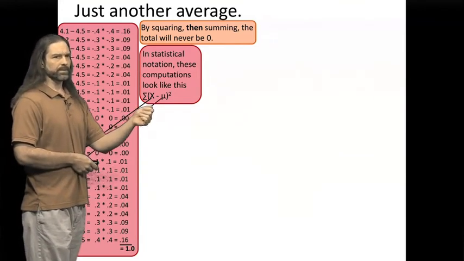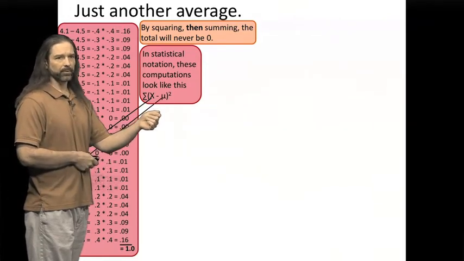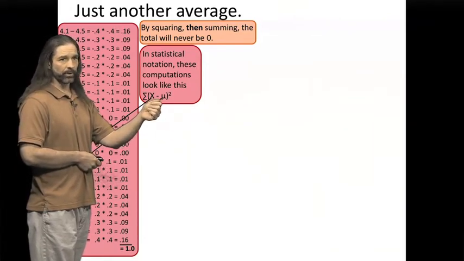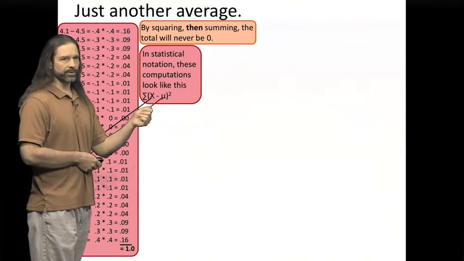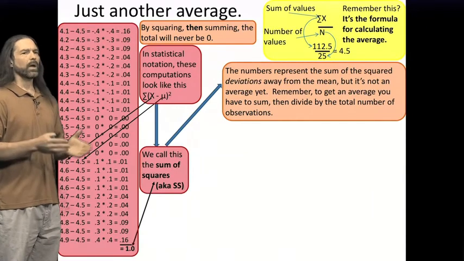So what this is: inside of the parentheses, do all of your subtraction. Then the next order of operation would be do your exponent for all of them. Then finally do your summation and add them up. That gives us a value of 1.0.